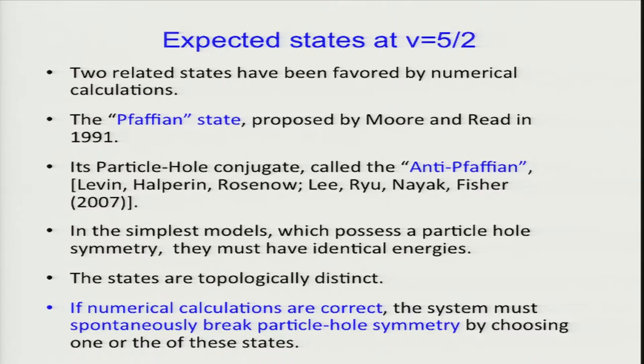They are, in fact, topologically distinct. You can't even go from one of them to the other by any kind of small perturbations without collapsing the energy gap. And I'll give you a reason for that in a moment. But they're completely separate states. So that means that if these numerical calculations on small systems are correct, then at filling fraction 5/2, the system must spontaneously break particle-hole symmetry by choosing either the Pfaffian or the anti-Pfaffian state and condensing into it.